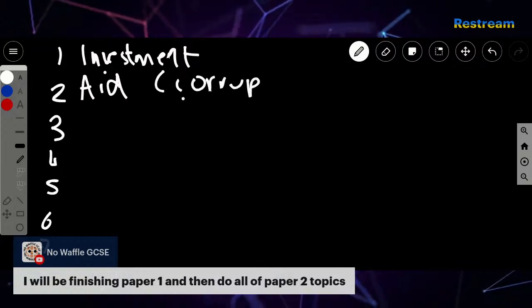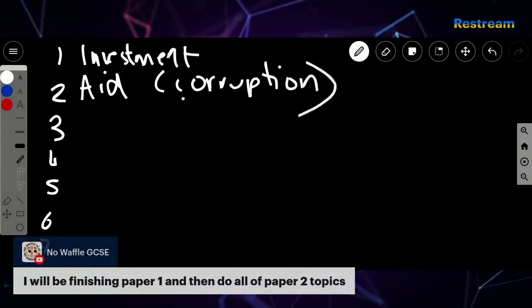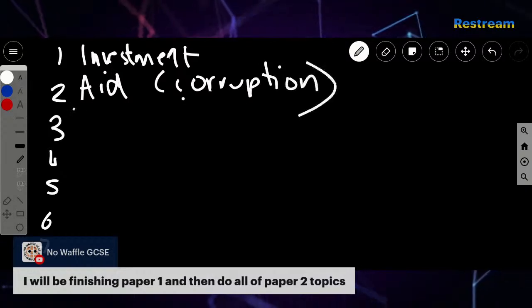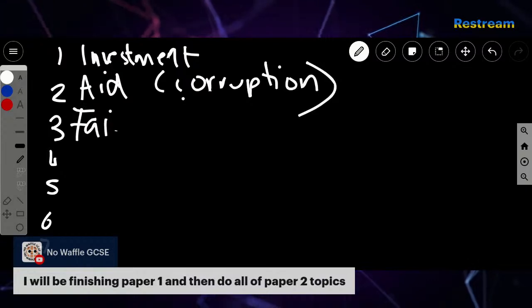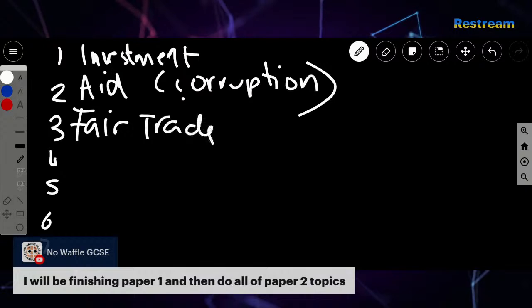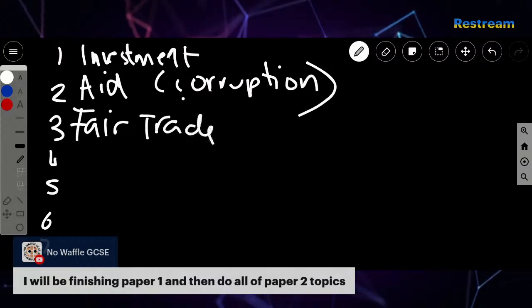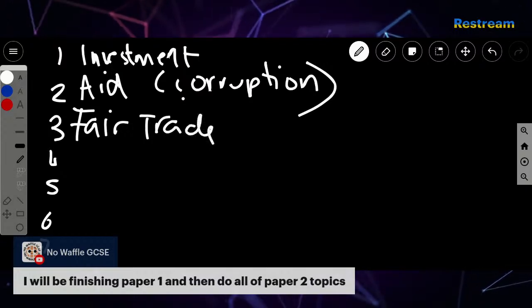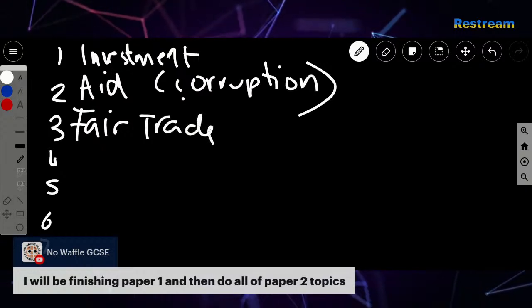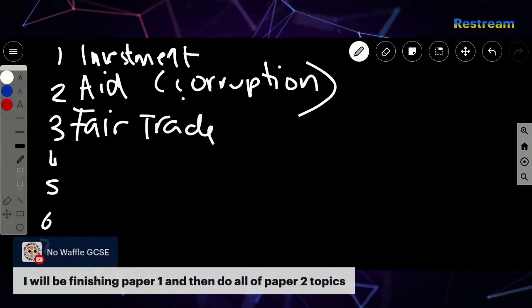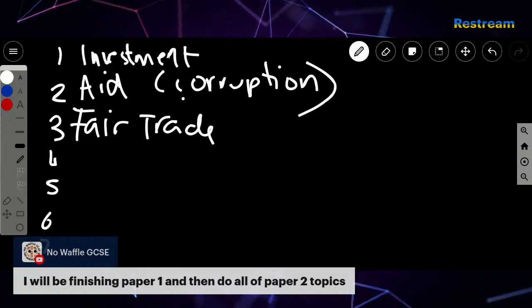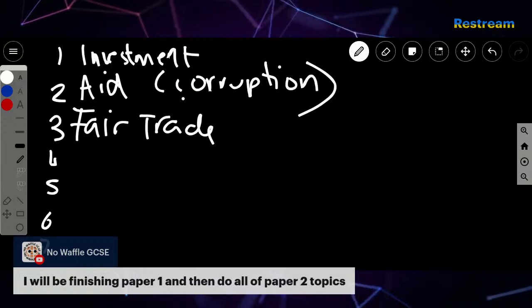But the next strategy to reduce the development gap is fair trade. Now, I'm sure you're all aware of fair trade. The fair trade movement is about farmers in low-income countries getting a fair price for the goods that they're producing. Companies who want to sell these products labelled as fair trade then have to pay producers a fair price.